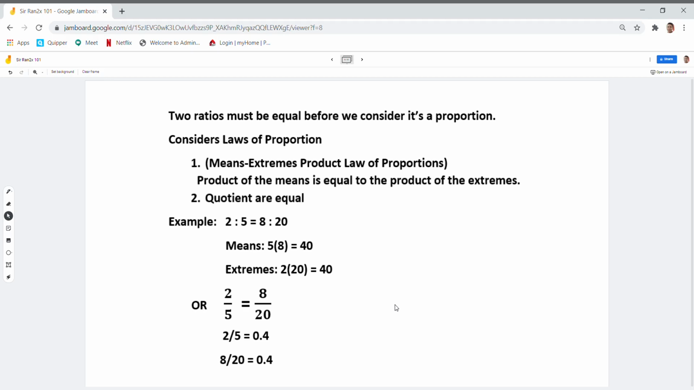So consider first the laws of proportion. Actually, there are 5 laws of proportion, especially the geometric proportion.